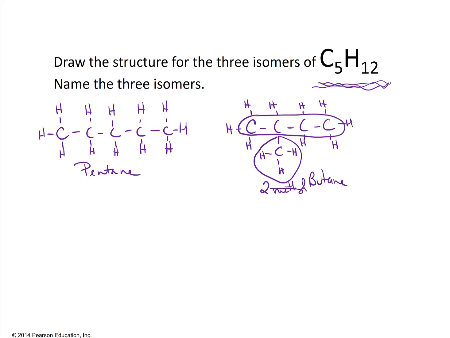So, are these conformational isomers or structural isomers? These are structural isomers. Structural isomers have different names. And can you see that they're put together differently? One's 5 in a row, one is 4 in a row, and 1 branch hanging off. I can make one more structural isomer. How else could I do it?